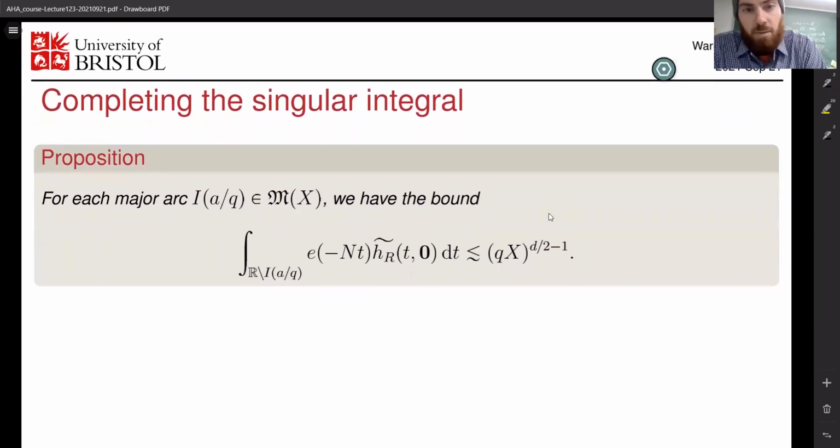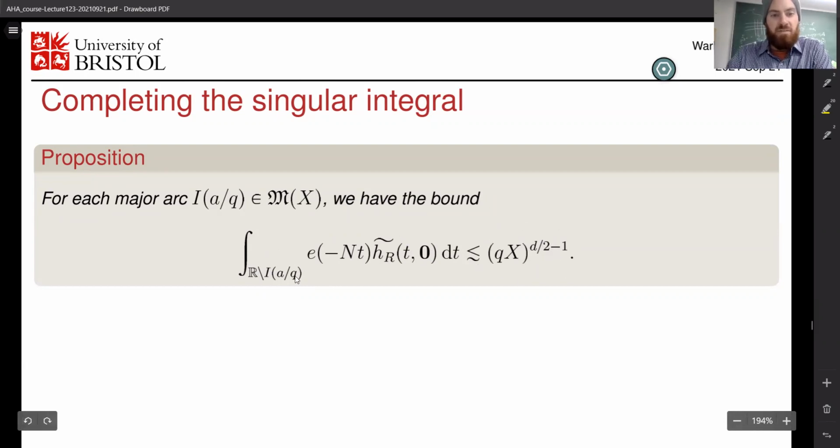If you give me 10 more minutes, I think I can push through to finish this phase of study. The next plan of attack is actually to complete the singular integral. From before, I had shown that all these non-zero frequencies, the n over q that appeared here, were some error term. That was an error term when I was looking at the integral over I of a over q. Now that I've thrown away all those n over q, we just have the 0th frequency to look at. Let's look at what happens everywhere outside of that arc, I of a over q. When we do that, we get the following bound.